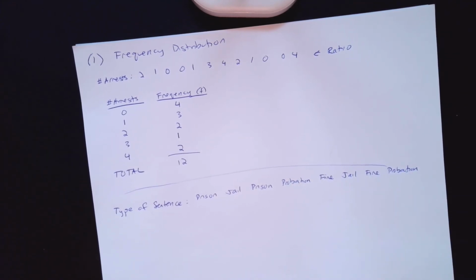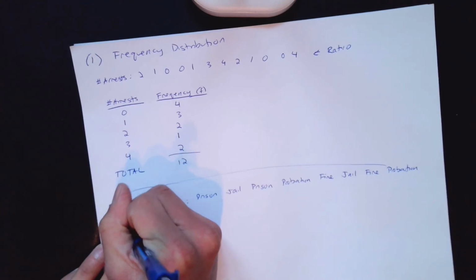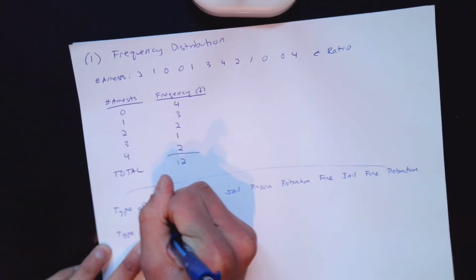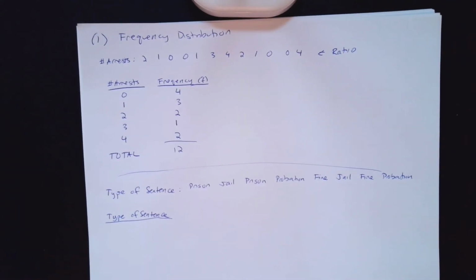And what we want to do is we want to take this raw data and organize it by putting it in a frequency distribution. So we're going to follow the same 2 steps here. Our first step is going to be to list out the different values or different types of observations that we see in our sample. So for our first step, we're going to say we've got type of sentence, and we're going to list out the different types of sentences that we see here. And as we did in the first one, we're going to put them in order.